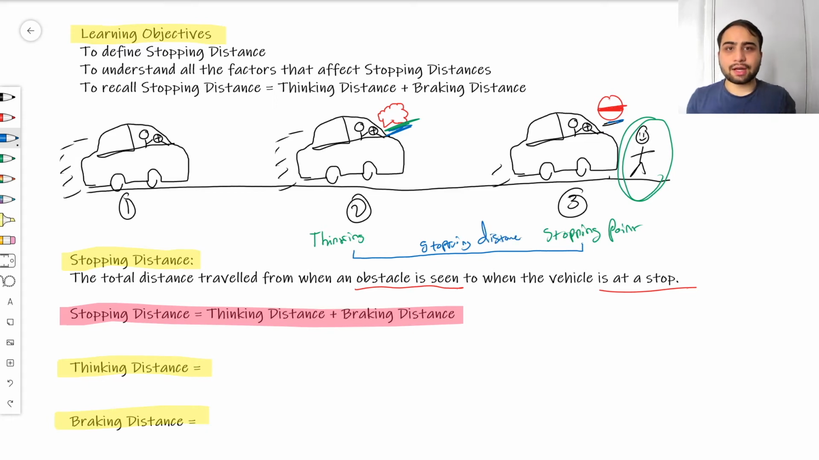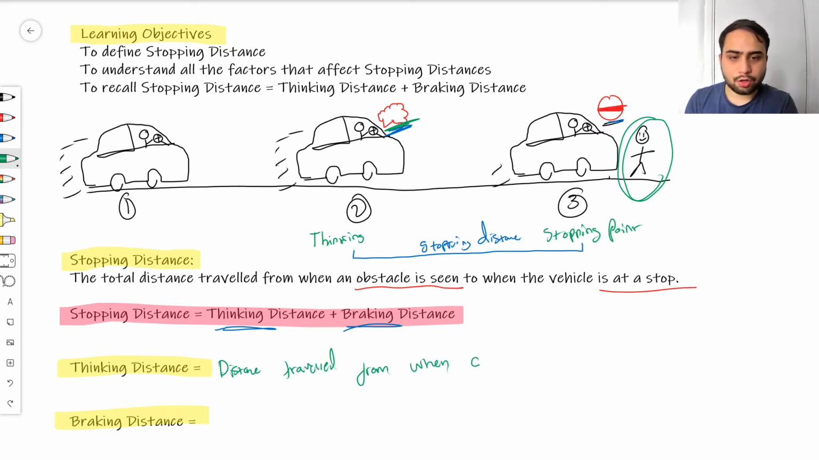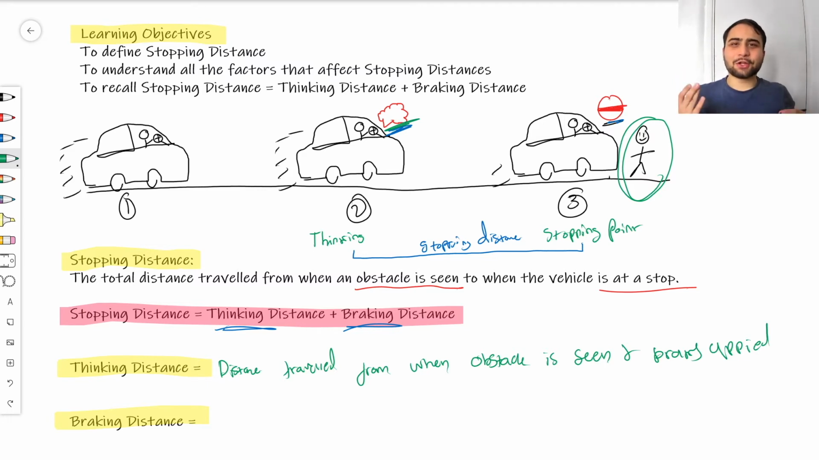Okay, so now you can see that there are 2 main components of stopping distance: the thinking distance and the braking distance. The thinking distance is the distance traveled from when the obstacle, the stick person in this case, is seen and brakes applied. Now, thinking distance is a bit of a weird concept because you think, oh yeah, if I see an obstacle, I'm going to apply the brake instantly, right? Well, actually, in reality, there is a short delay.